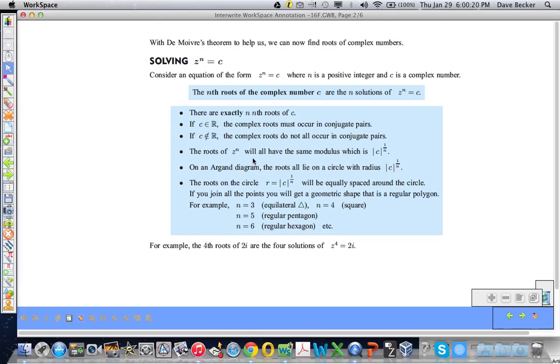The roots of z to the n will all have the same modulus, which is mod c to the 1 over n, and then it would only make sense that on an Argand diagram, the roots would lie on a circle with the radius of mod c to the 1 over n. Those roots will be equally spaced around the circle, and if you join those points on the circle, you will get a regular polygon. So the fourth roots of 2i are the four solutions of z to the fourth equals 2i. That's just some lingo.